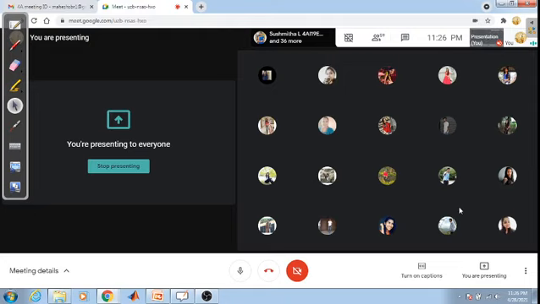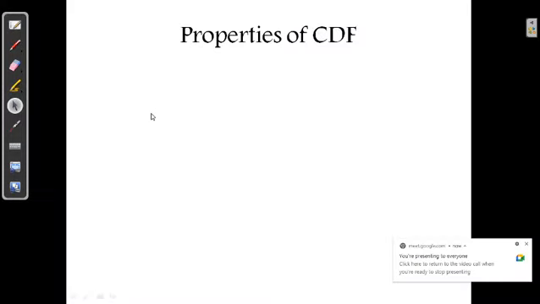So these are the other names which will be given for CDF. Next we need to know the properties of CDF. Everything has its own properties. Probability has properties, PDF has a particular property. Similarly we will have some properties for CDF.